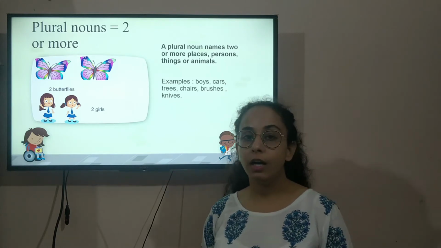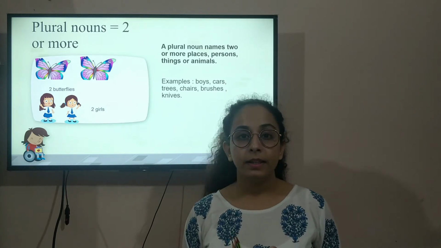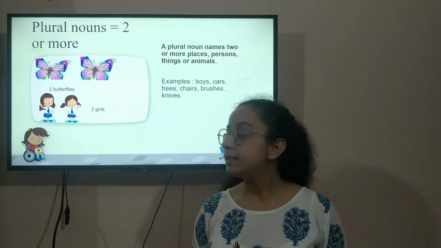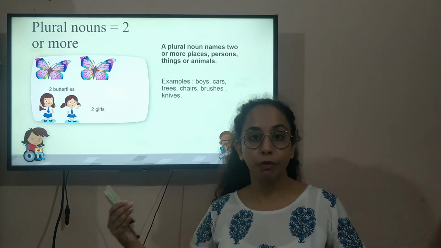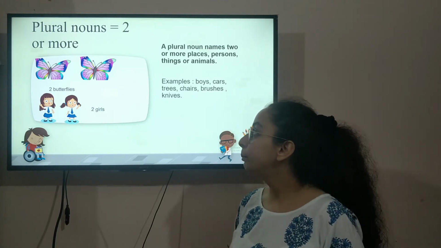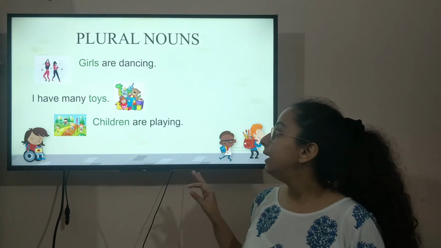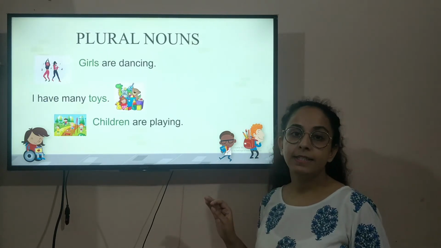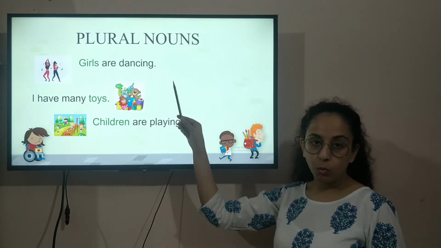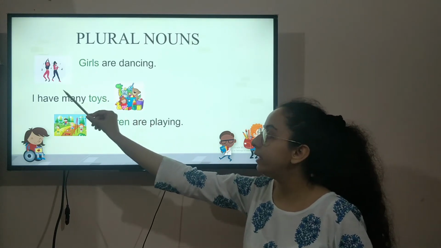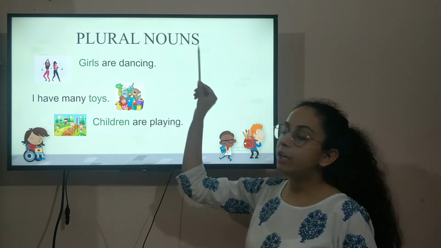Whenever we are talking about any person, any animal, any place, anything that is more than one in number, we call it a plural noun. Now let's move forward and look at plural nouns in sentences. Girls are dancing. What is the noun here? Girls. They are two in number, hence they will be plural nouns.